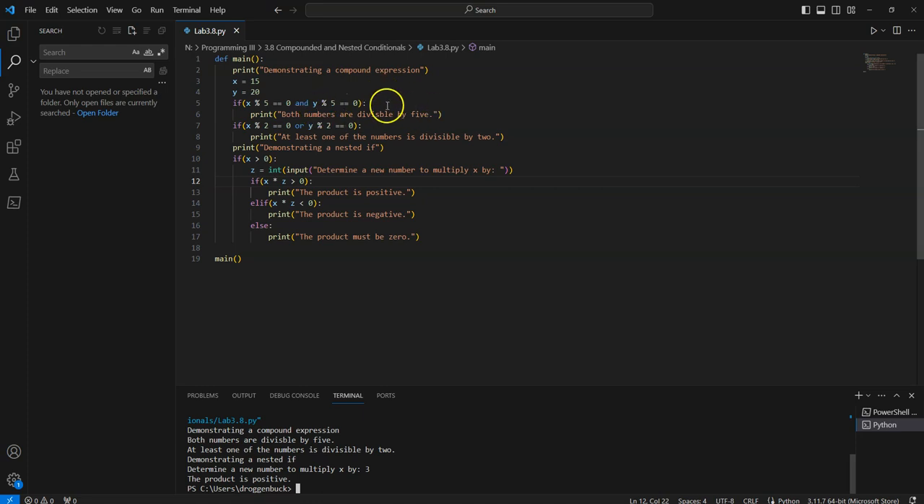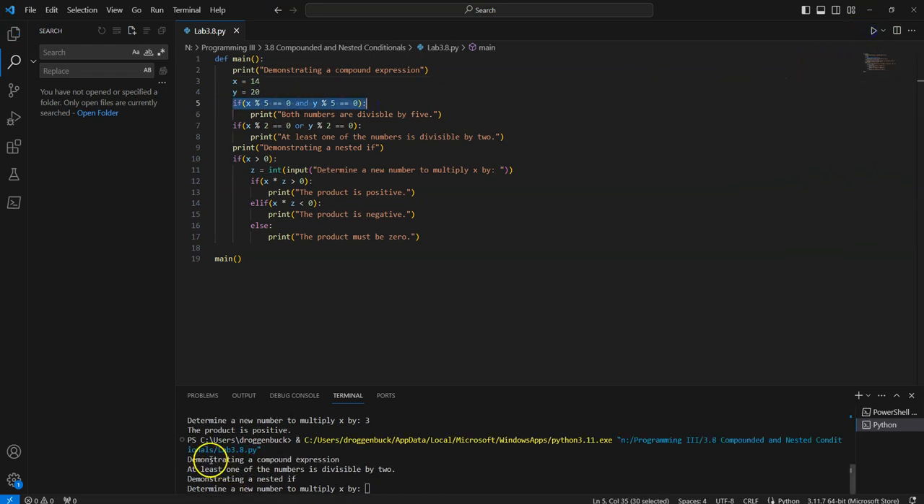Now let's just go ahead and see, just to prove that these ands and ors work the way we expect, I'm just going to change this to 14. Now, that's not going to change the second one, because both of those will still come back as 0, but it should affect this and statement here. So let's just run that one more time. And now we can see we get demonstrating a compound expression. At least one of the numbers is divisible by 2, because in this example, we don't have this being triggered because x is not divisible by 5 anymore, because now it's 14.